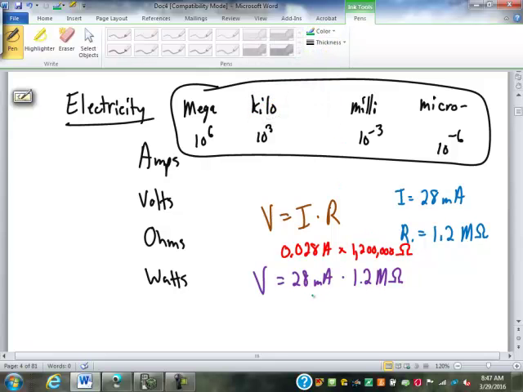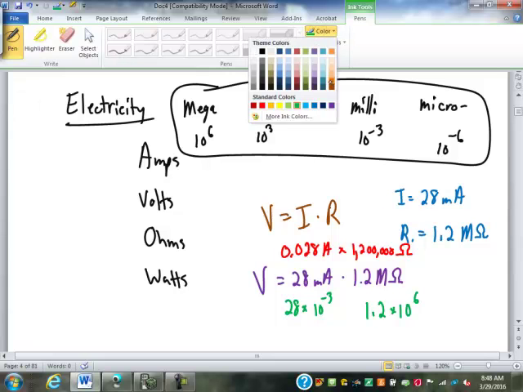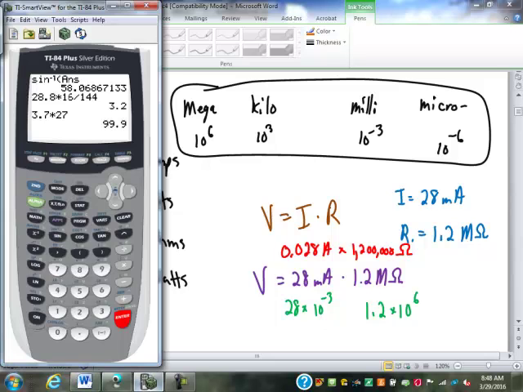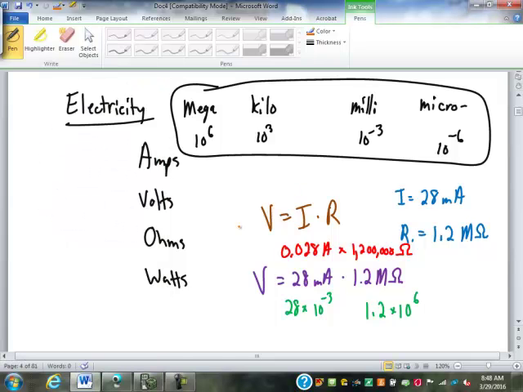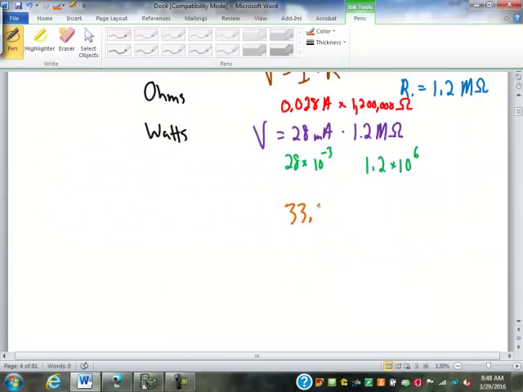We can simply do this. We can remember that milli is 10 to the negative 3, right? And mega is 10 to the 6th. And we can just multiply 28 times 1.2, which is 33.6. 10 to the negative 3 times 10 to the 6 is going to be what? 10 to the third, right? Negative 3 plus 6 is 3.